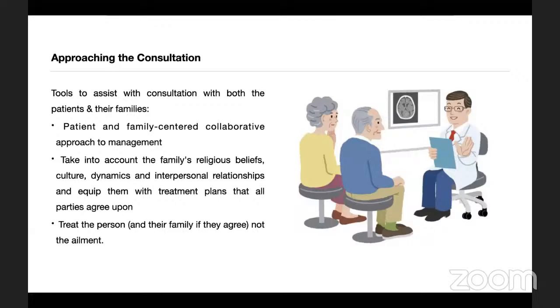To approach the consultation, the following tools can be used to help assist interviewing both the family and the patient. By having both a patient and family-centered collaborative approach, it has been studied that patient outcomes have improved. The practitioners should take into account the family as a whole's religious beliefs, culture, dynamics, and interpersonal relationships, and equip them with treatment plans that all parties agree on, using their own level of expertise. By doing this, the clinician makes it clear that the patient is being treated instead of their ailment, and this in turn leads to a more positive approach from the patient regarding treatment and possibly more improved outcomes as well. Next slide, please.